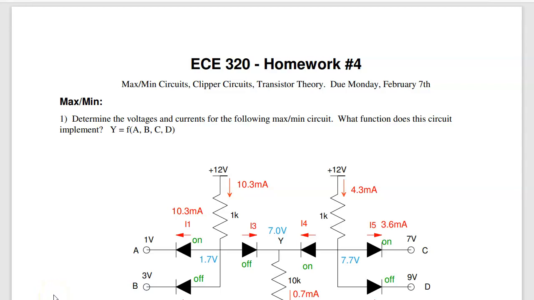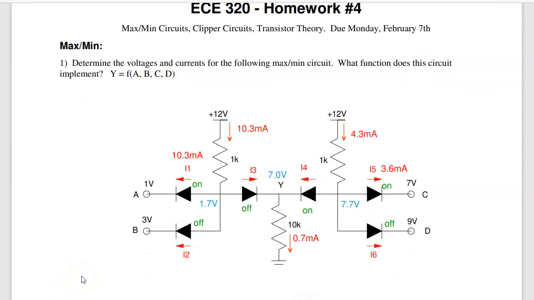Here's the solution to homework set number 4 for ECE 320, Electronics 1. Now the first problem is to find the voltages and currents on a min-max circuit. What I like doing is first find the voltages.